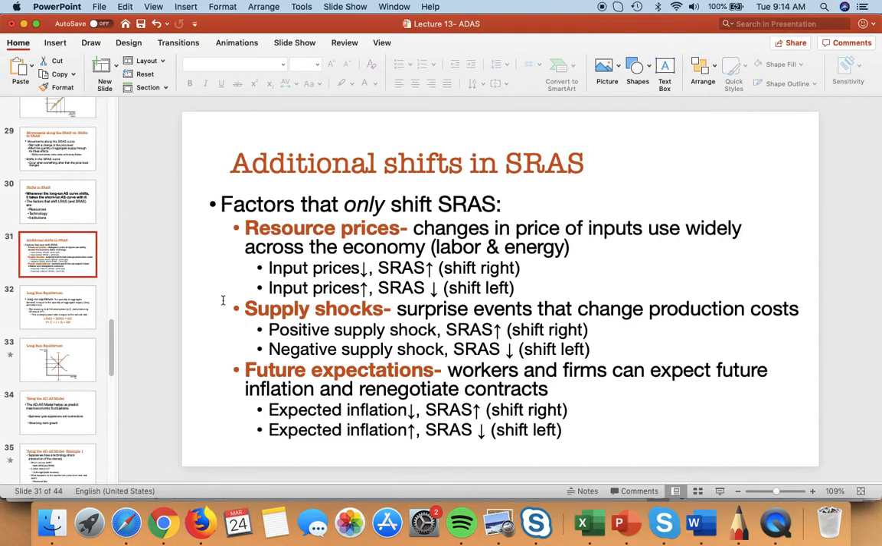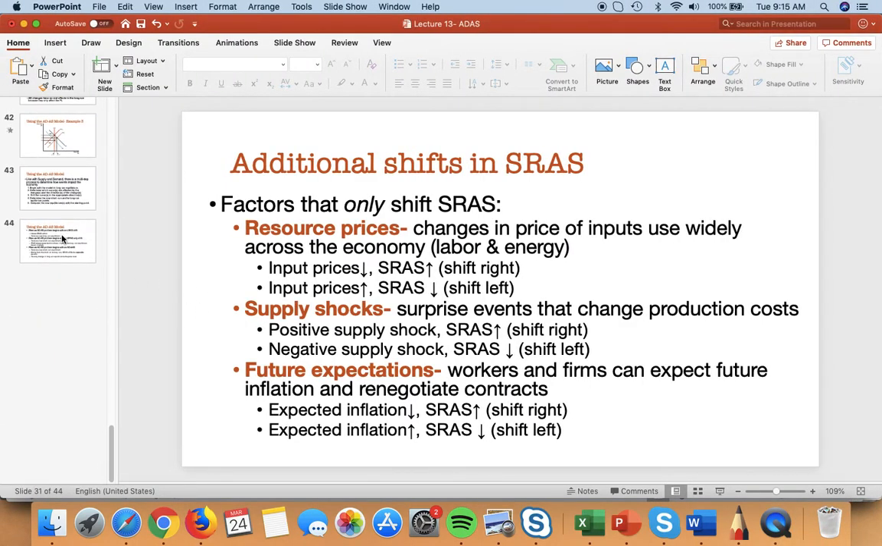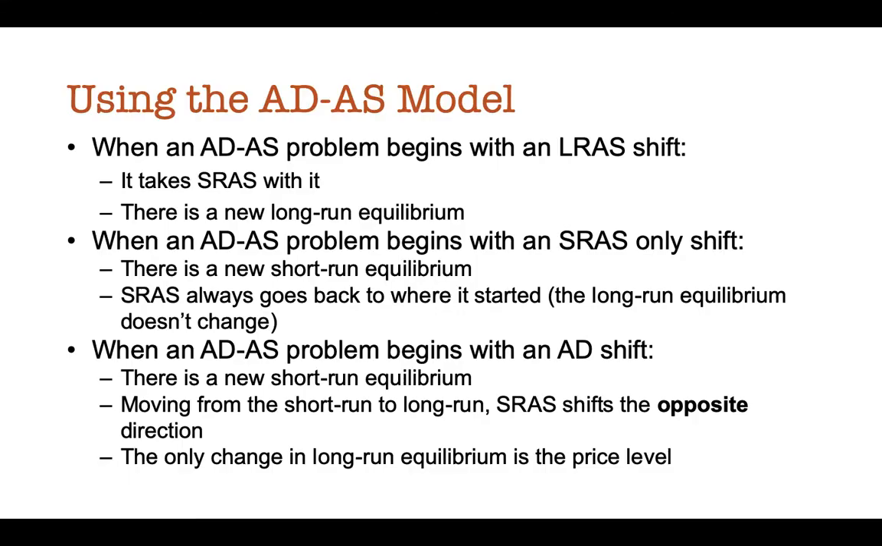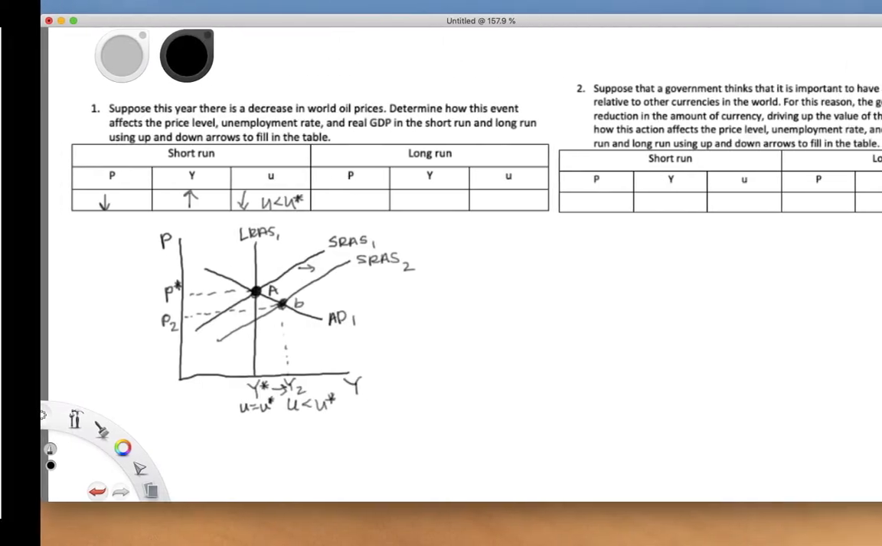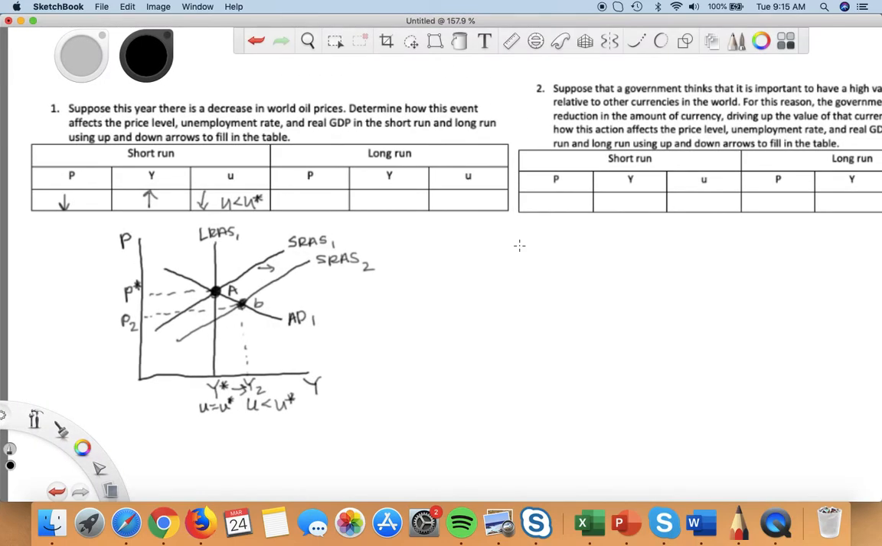If you go to the last slide in these aggregate demand, aggregate supply notes, you can see there's some patterns that we follow. When an aggregate demand problem begins with a short run only shift, we've got a new short run equilibrium. We just labeled that. And then SRAS always goes back to where it started. So if you look at this, that long run supply curve doesn't move. That aggregate demand curve doesn't move. The only thing that's going to change is we're going to go back to point A here.